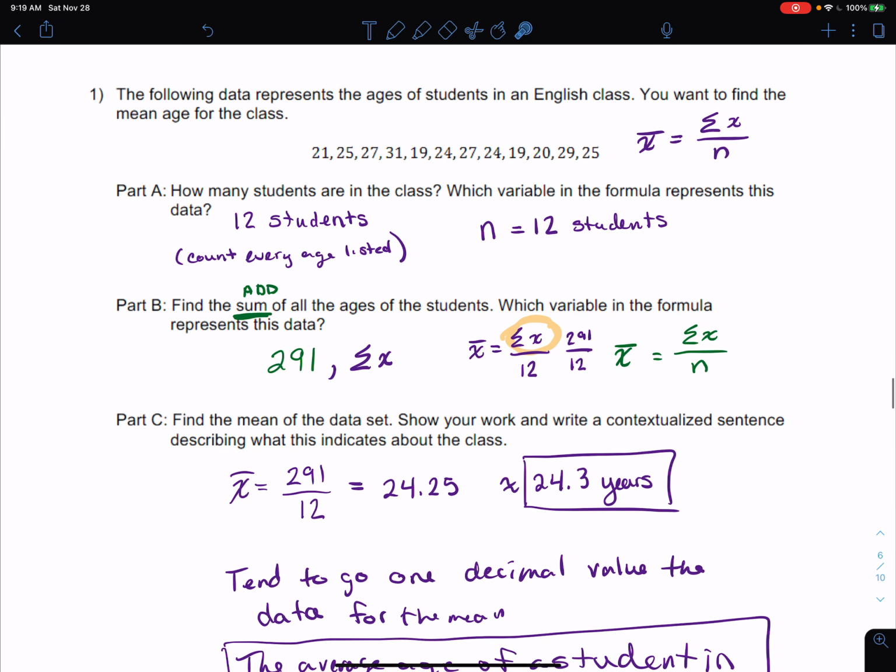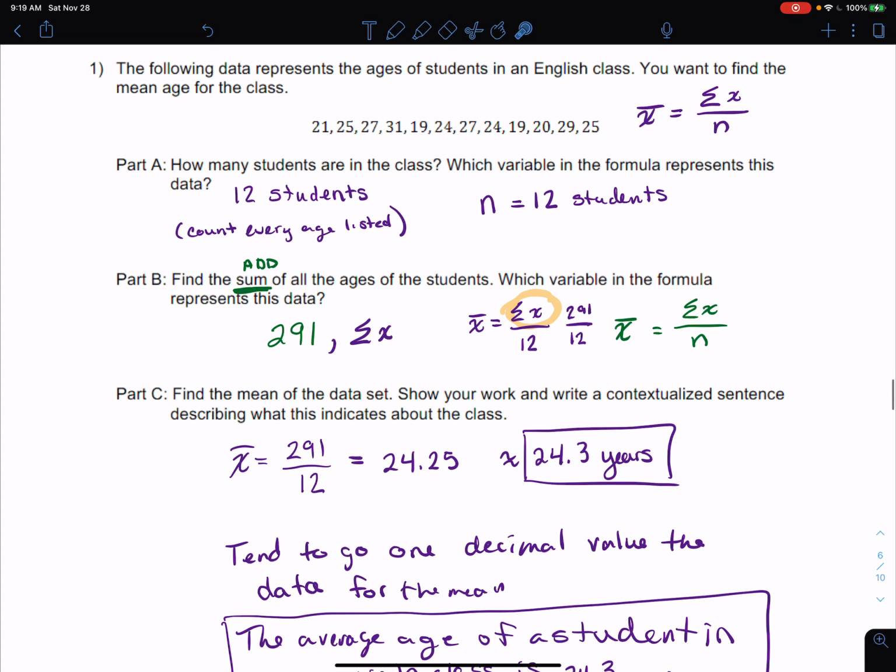So if we look at number 1, the following data represents the ages of students in an English class. You want to find the mean age for the class. So you can see the numbers that they gave us: 21, 25, 27, 31, 19, 24, 27, 24, 19, 20, 29, and 25. So if we look at part A, they ask how many students are in the class and which variable in the formula represents this data. So I rewrote the formula up here so we could keep in mind all those different variables.